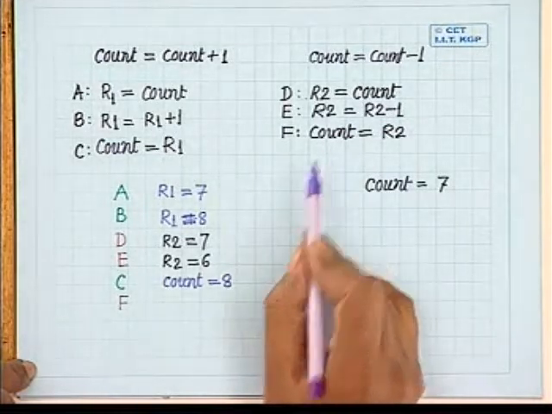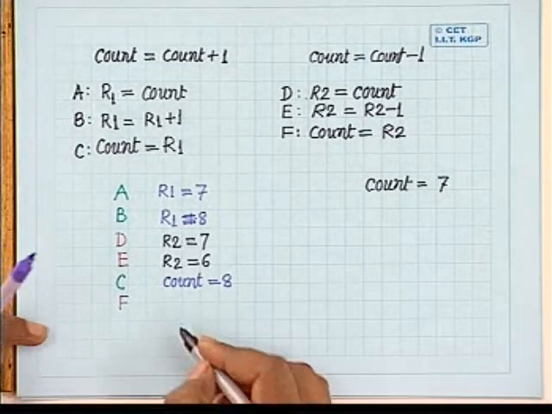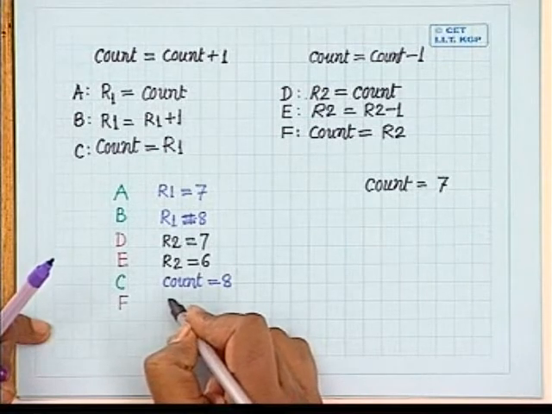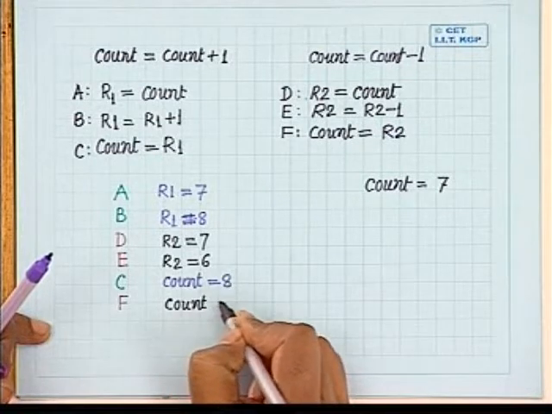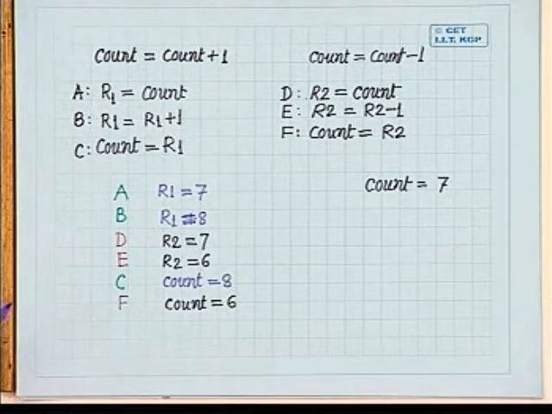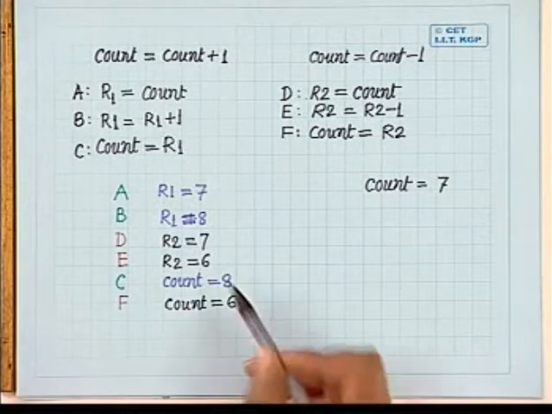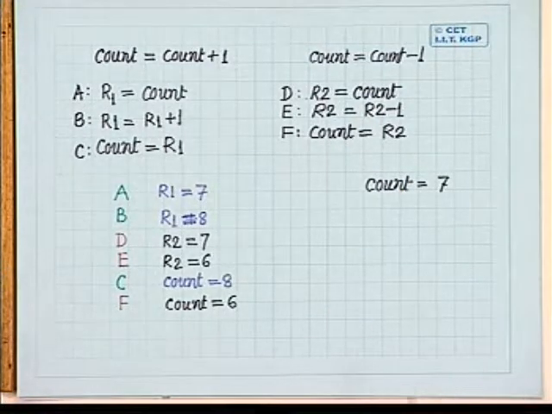And after that in statement F, it is the value of R2 which is written back to location count. So count becomes 6. Obviously that should not be the result. Our result should be, after execution of both of them, count should remain 7. But I am getting a wrong result.